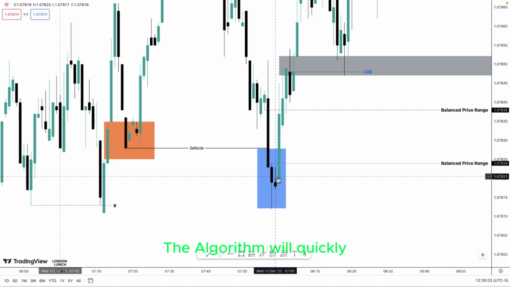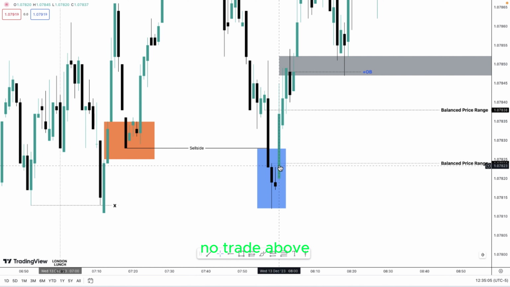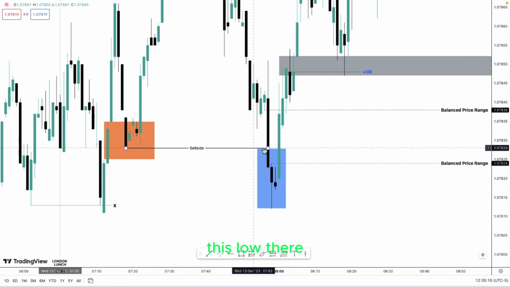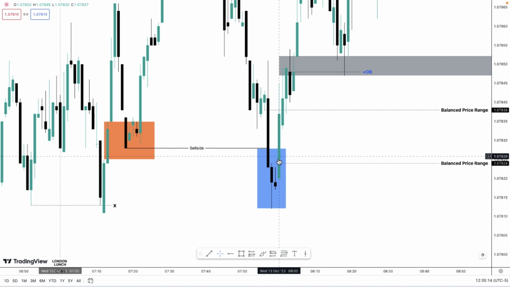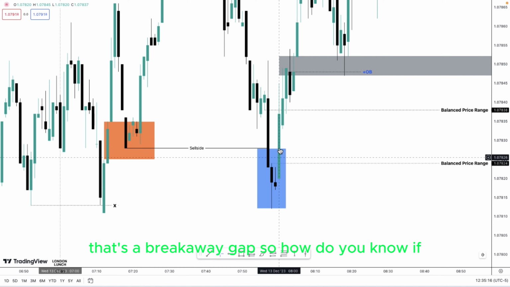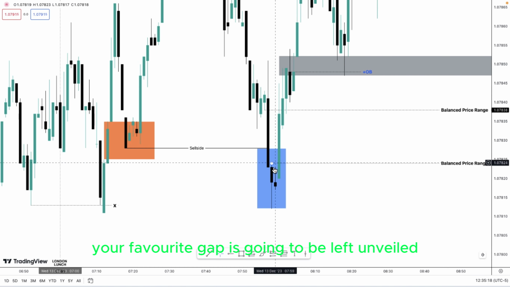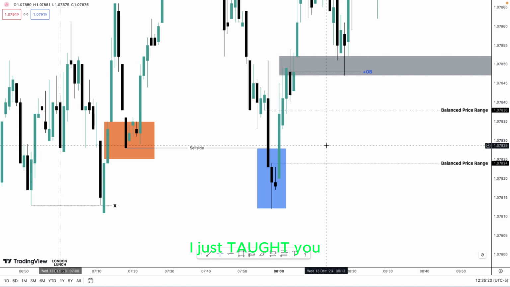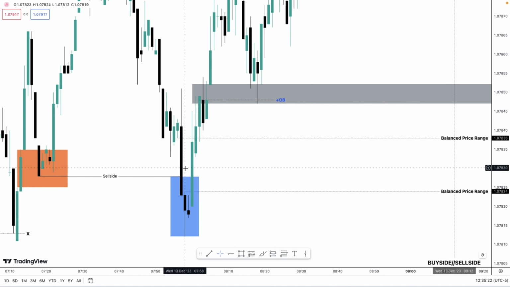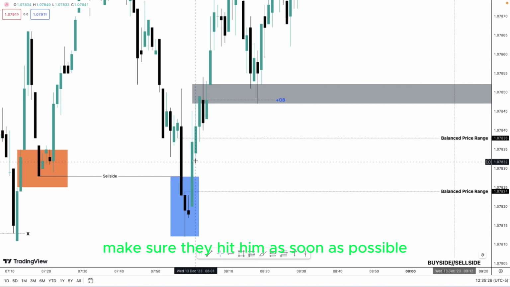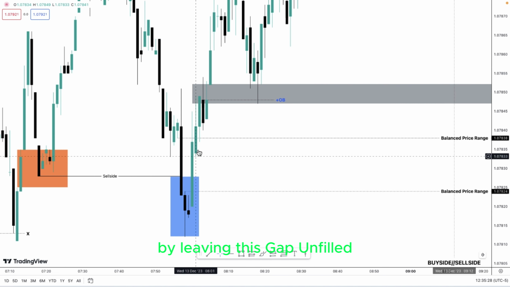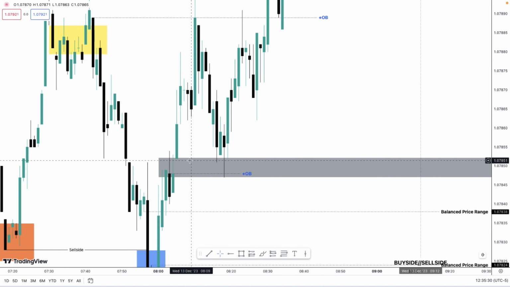The algorithm will quickly trade above this low there, leave a fair value gap, and leave it unfilled. So what is that? That's a breakaway gap. So how do you know if a fair value gap is going to be left unfilled? I just taught you. So they will quickly run away from this guy. Make sure they hit him as soon as possible by leaving this gap unfilled. Run away.